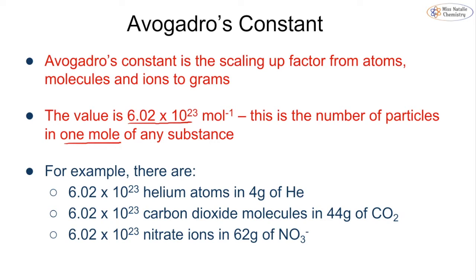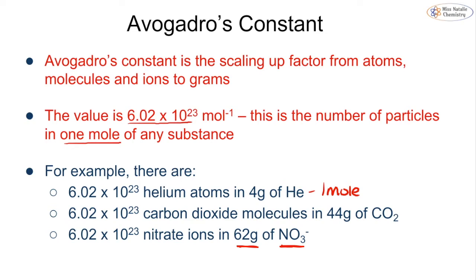Okay? And it would be any monatomic substance if it was number of atoms. If it was number of molecules, it would be any molecule. And if it was number of ions, it would be a single ion. So for example, if we have 4 grams of helium, which is 1 mole of helium, that contains 6.02 times 10 to the 23 atoms. Carbon dioxide has a molar mass of 44 grams, and that contains 6.02 times 10 to the 23 molecules. Nitrate, NO3, in 1 mole is 62 grams, and that contains 6.02 times 10 to the 23 ions.